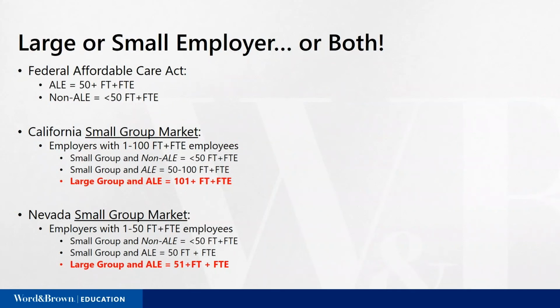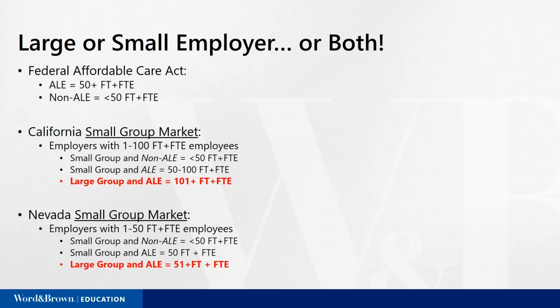In California, in the small group market, you're considered in the small group market if you're an employer with between 1 and 100 full-time and full-time equivalent employees. So you could be a small group employer in the small group market and be a non-ALE if you have less than 50 FT and FTE employees. You could be in the small group market and considered an ALE if you have between 50 and 100 FT and FTE employees, or you could be in the large group market and considered an ALE if you have 101 or more FT and FTE employees.